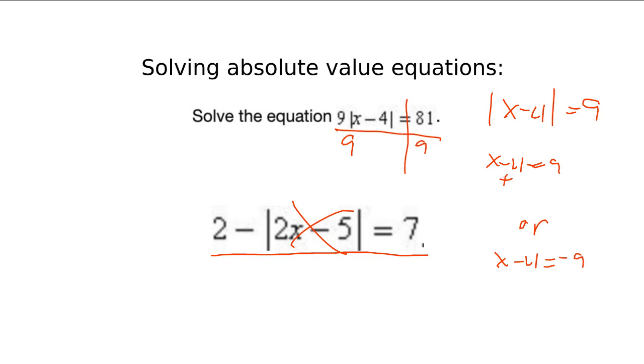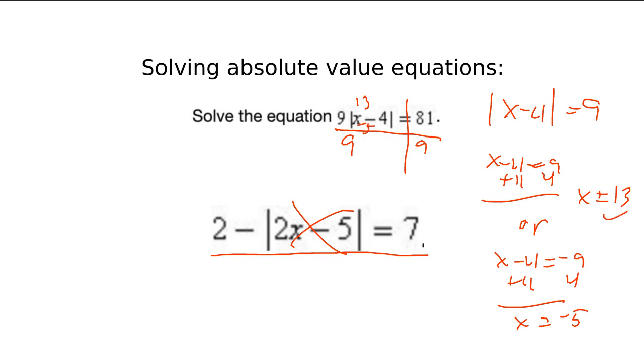And now I just solve. I add 4 to both sides. So x equals 13. Add 4 to both sides. X equals -5. Okay, check myself. I put 13 in here. 13 minus 4 is 9. The absolute value of 9 is 9, so 9 times 9 is 81. Works. 13 is good. Try -5.